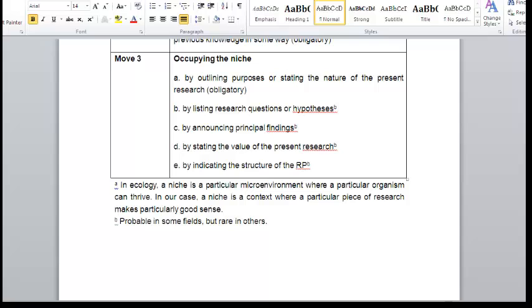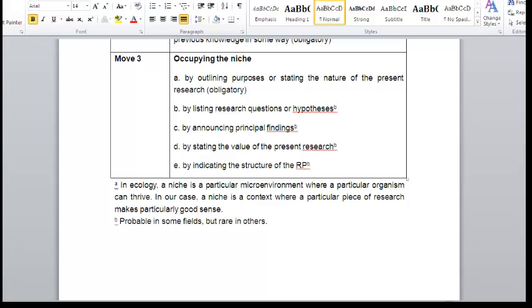And then move 3, you're going to occupy that niche. So in move 2, you're going to say what void is there in this research, what hole is there, what more needs to be done on this topic. And then move 3, you're going to specifically outline how the present research is going to do that.